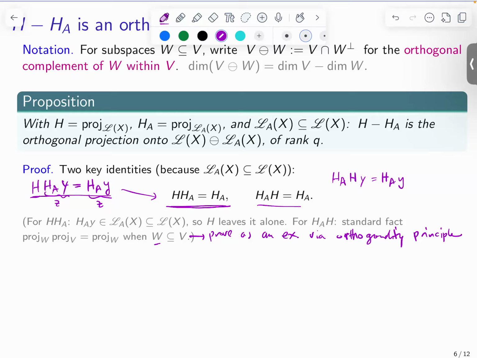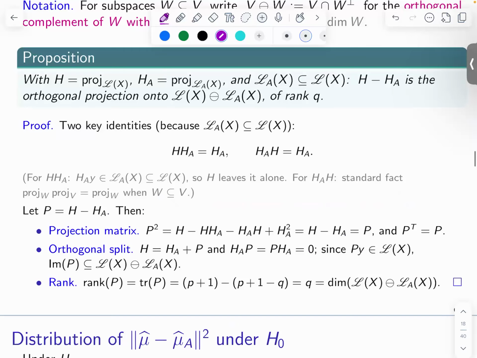Okay, so equipped with these two facts, I can go ahead and verify idempotence. Let P equal H minus HA. P squared would be H minus HA times H minus HA, and then you just multiply things out.